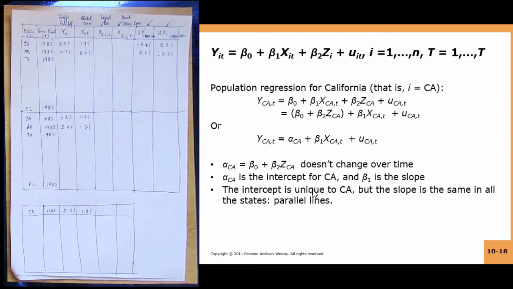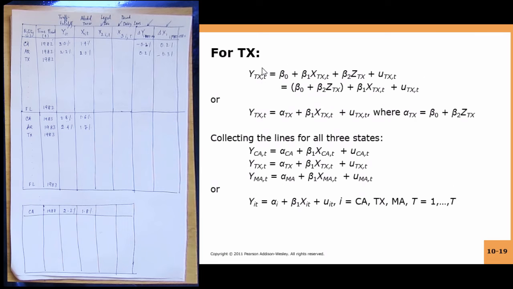So alpha CA is the intercept for CA, and beta 1 is the slope. Beta 1, you will notice, is dependent both on the fact that it is for CA and on the time intercept. The intercept is unique to CA, but the slope is the same in all the states: parallel lines. Okay, we will see how that works.